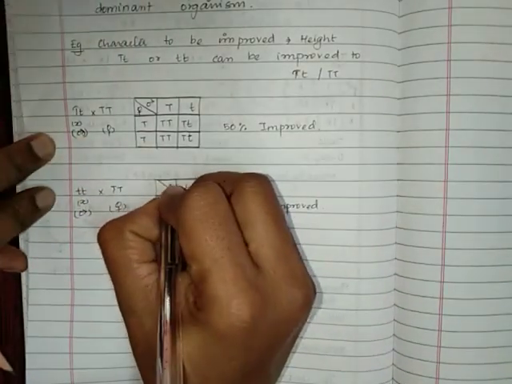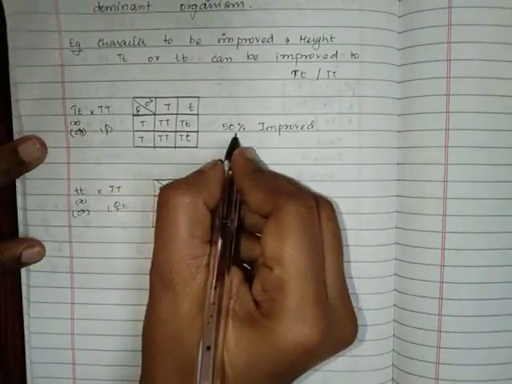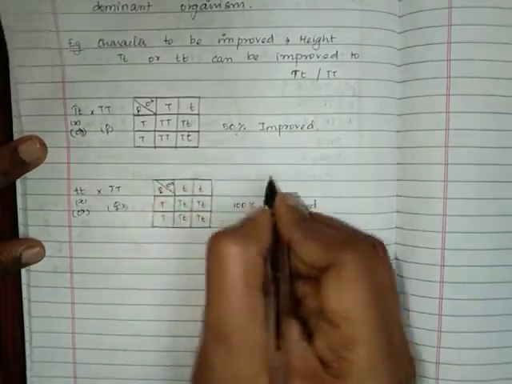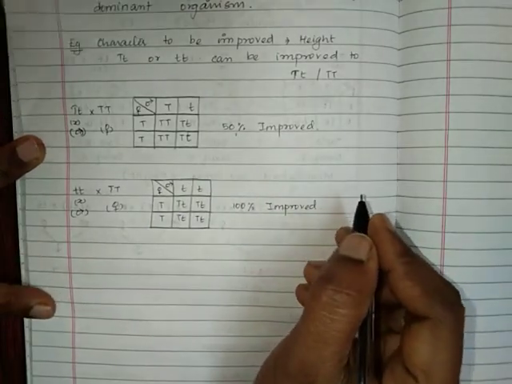If suppose the plant is going to be homozygous recessive, when we cross this with homozygous dominant, all the organisms we are going to get, all four possibilities, are going to be heterozygous tall. So there is 100% improvement. Later on, when this plant is crossed again with homozygous dominant, there would be 50% improvement and it can be repeated many times so that we get all homozygous dominant plants.